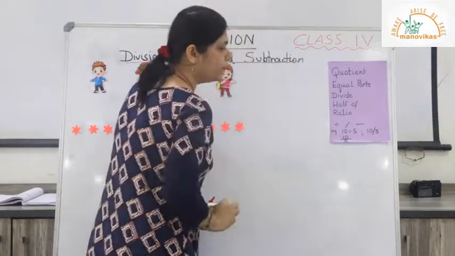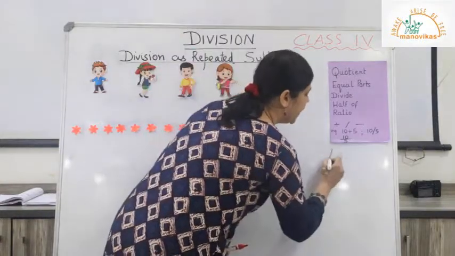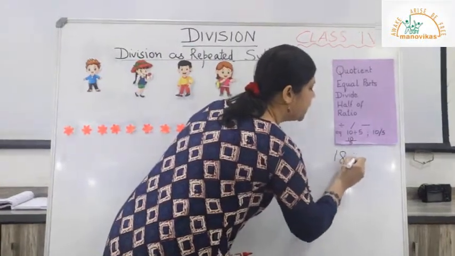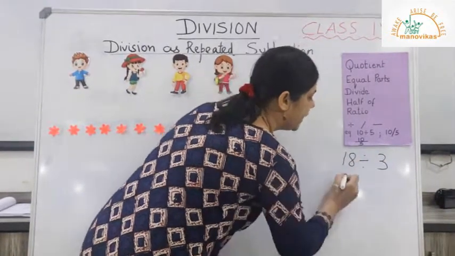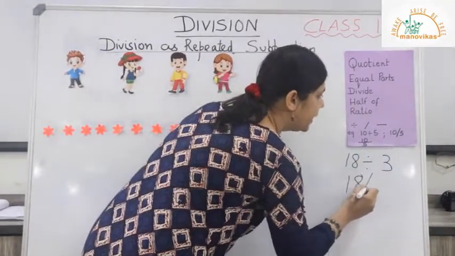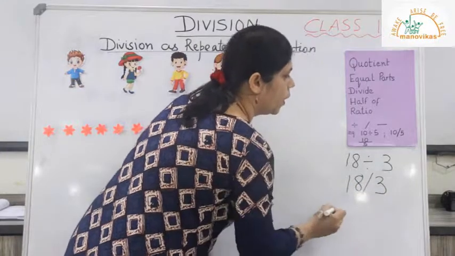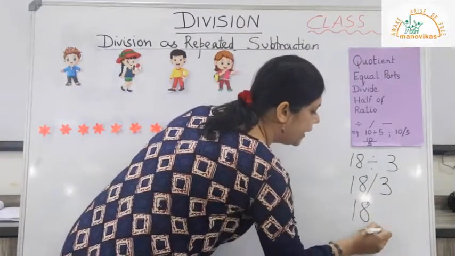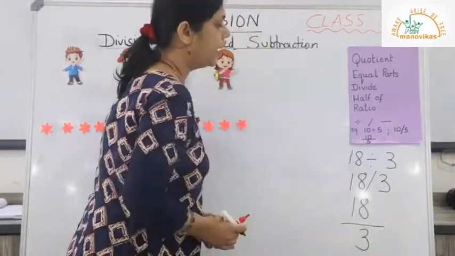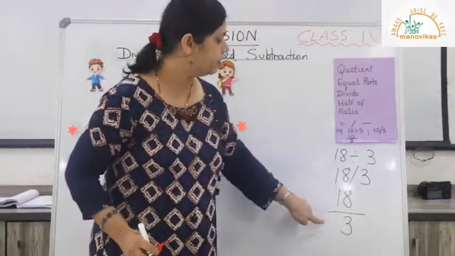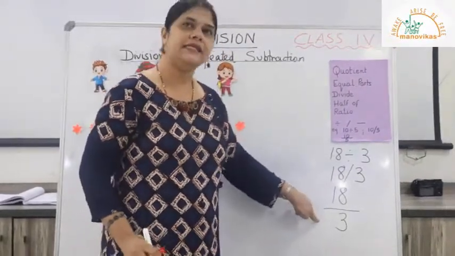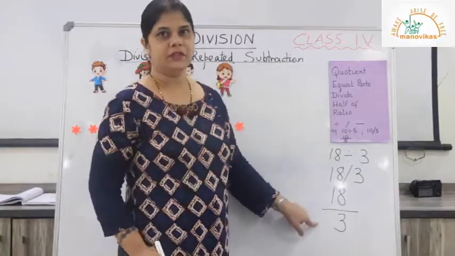So I will show you one more example. 18 divided by 3. 18 divided by 3. I have written it in 3 different ways, but the meaning is the same, that is division.